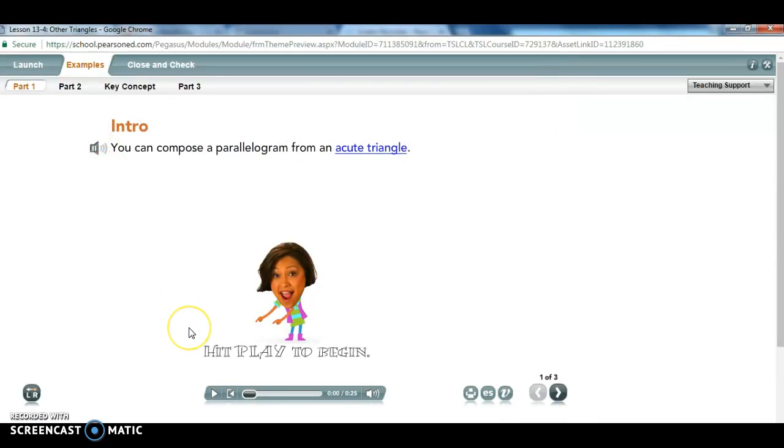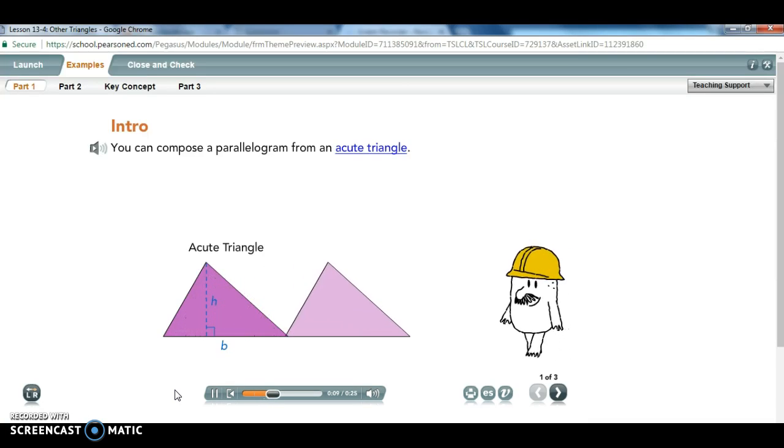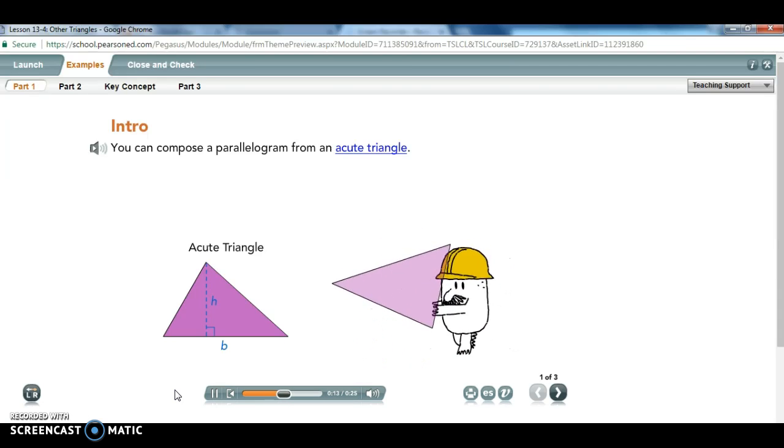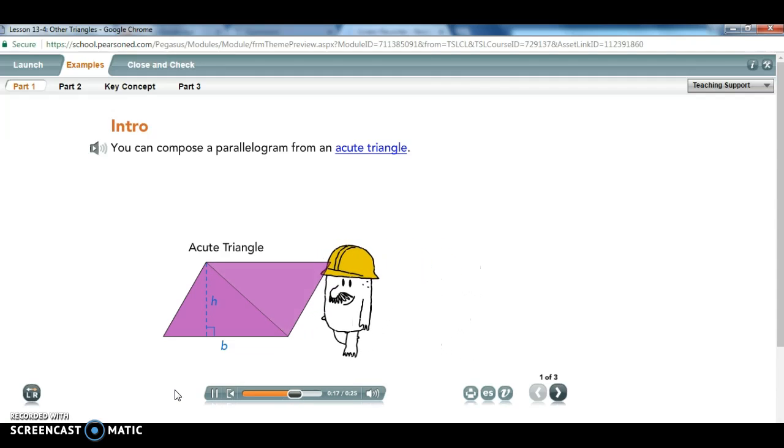You can compose a parallelogram from an acute triangle. Suppose you have an acute triangle with height h and base b. To compose a parallelogram, first make a copy of the acute triangle, rotate the copy, and then push the triangles together to form a parallelogram. So you can use an acute triangle to compose a parallelogram with the same base and height as the acute triangle.